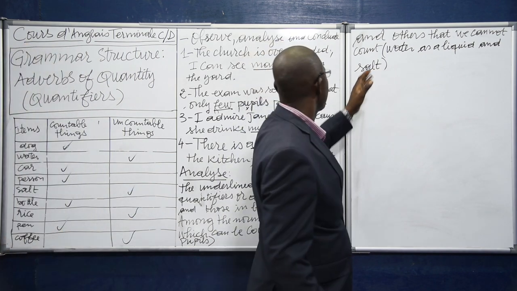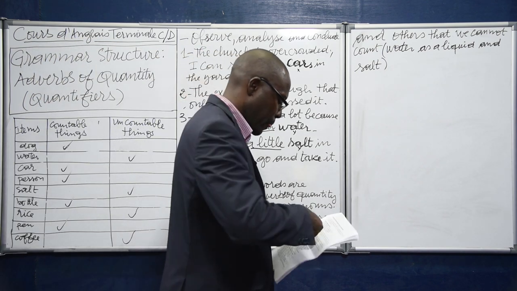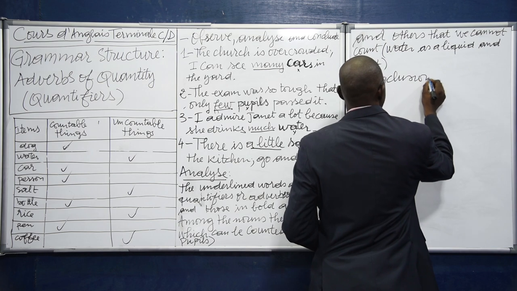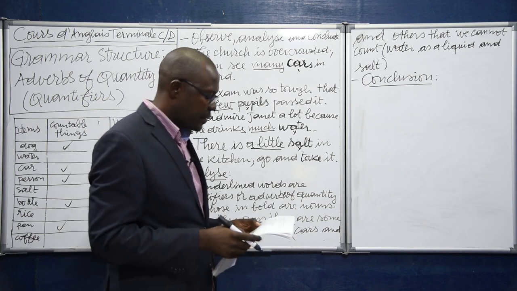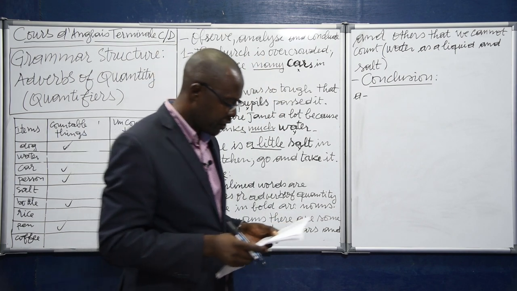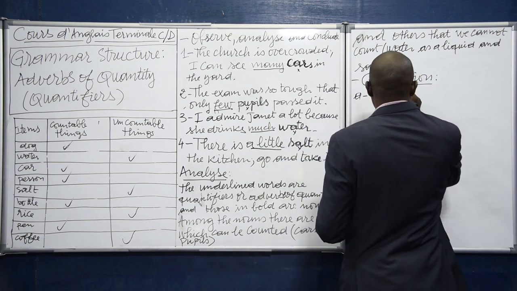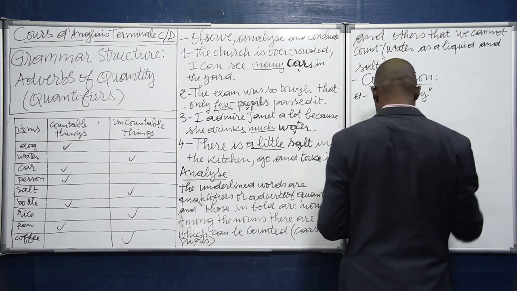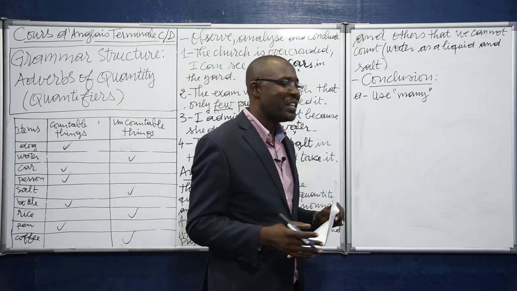So as we said, we come to the conclusion after the analysis. Our conclusion says that in A, we use many. That means in French, beaucoup, but in English, it depends.